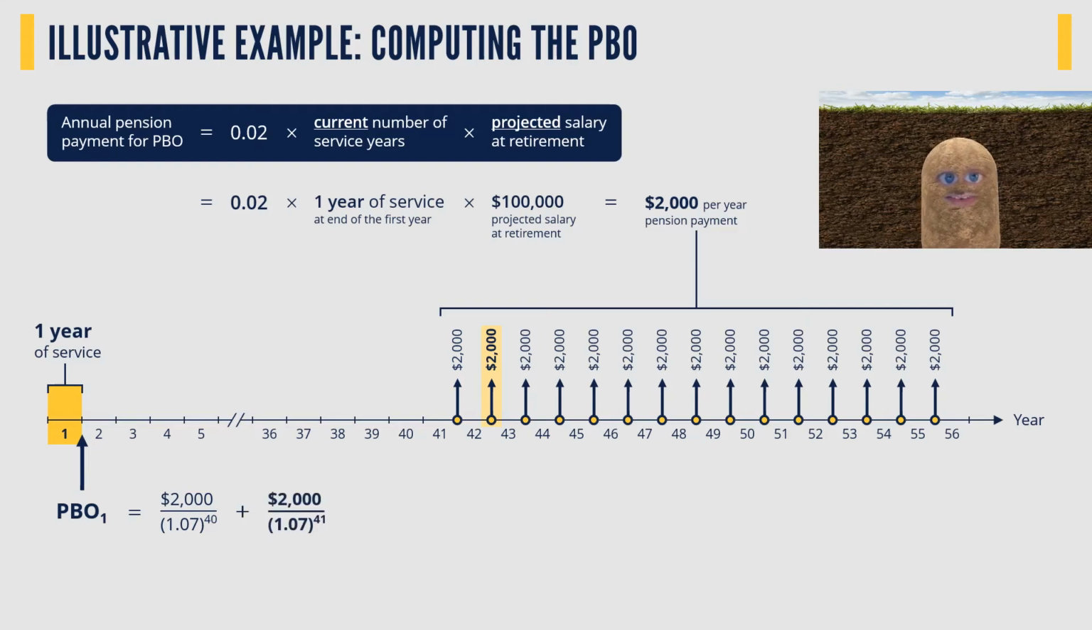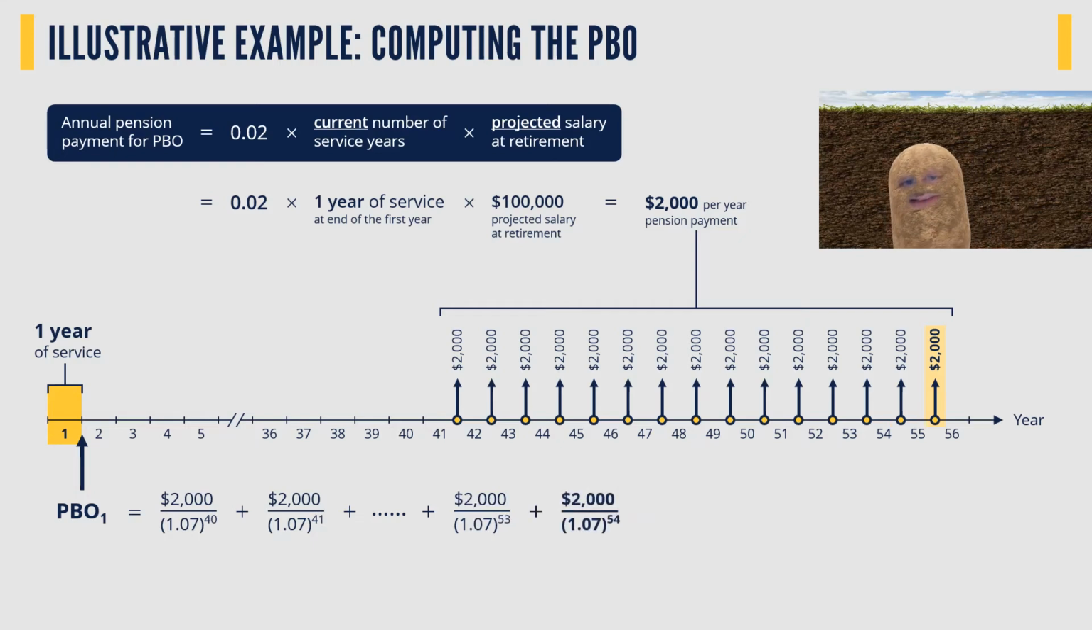Then we move on to the second one. In this case, that is the same cash flow, but it's 1 year further removed, which means we're discounting it back one additional period, or 41. And we do that for all 15. This is the 14th one. You're discounting that back 53. And finally, the 15th one, discounting it back 54 years.